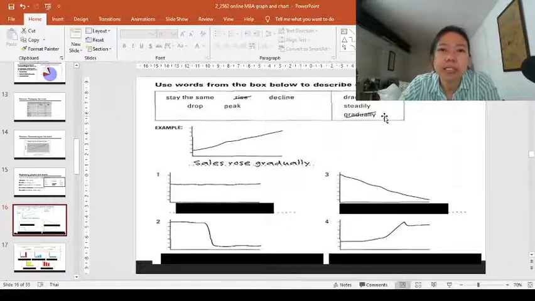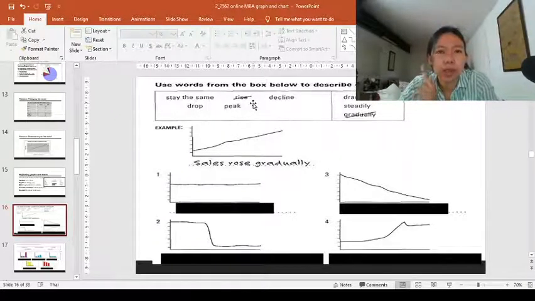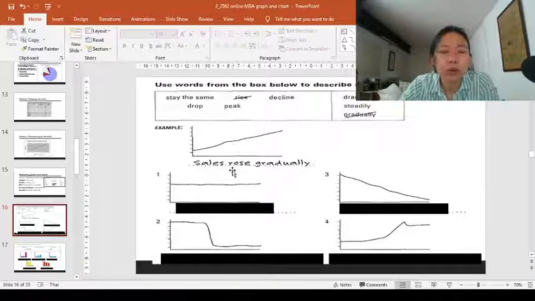So let's look at the example together. In the example here, we see the upward trend. The subject of this sentence is sales. When we see an upward trend like this, we can use the word rise to show that something is going up. So we can write something like: sales rose gradually. We use gradually to modify rise.